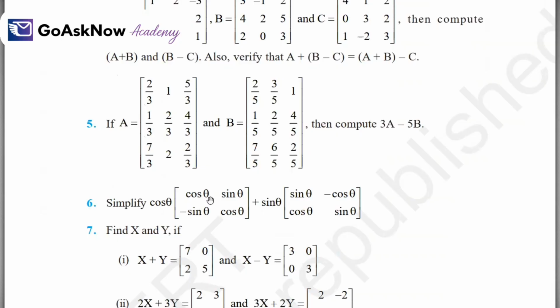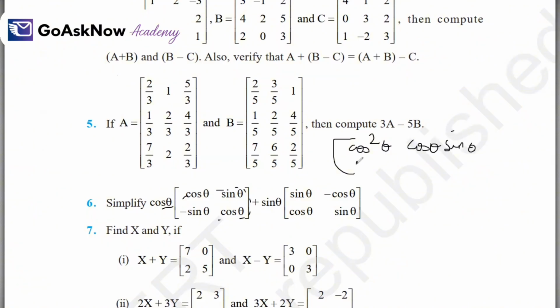Sixth question says simplify cos theta into cos theta sin theta minus sin theta cos theta plus sin theta into sin theta minus cos theta cos theta. I will do this because this is a scalar product of matrix. I will take one example of this because we have not seen a question like this. So just multiply cos theta to the whole elements here. You will get cos square theta, cos theta sin theta.